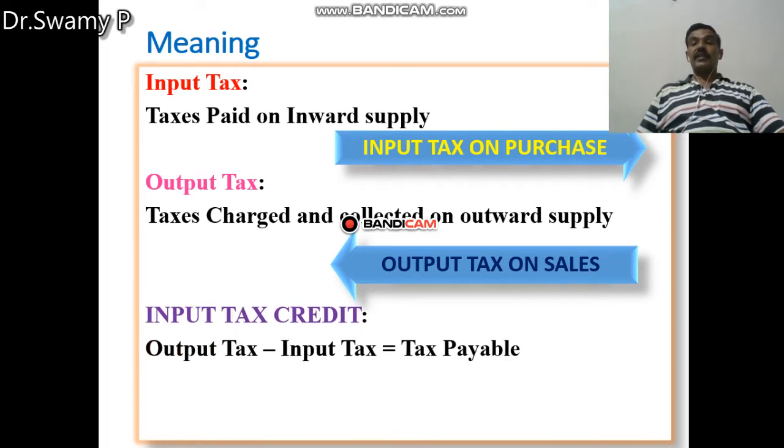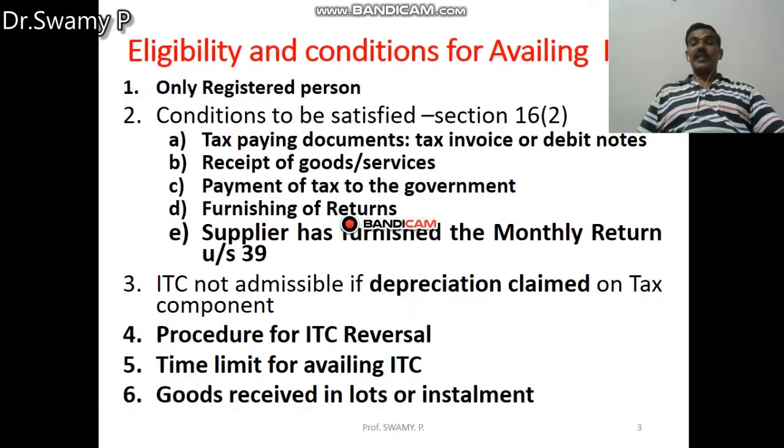The next topic is very important to understand, that is the eligibility for availing the input tax credit. Who is eligible to avail input tax credit, and what are the conditions to avail input tax credit? The first important point here is that only the registered person is eligible to take input tax credit as per section 16 subsection 1 of GST Act.